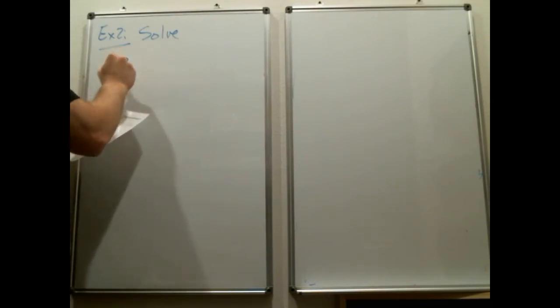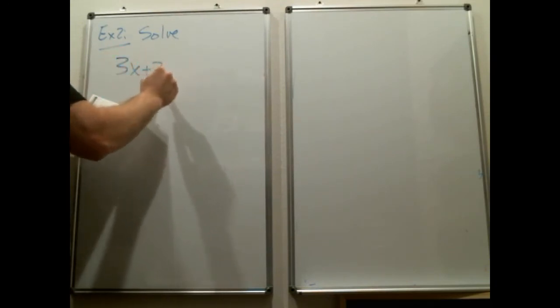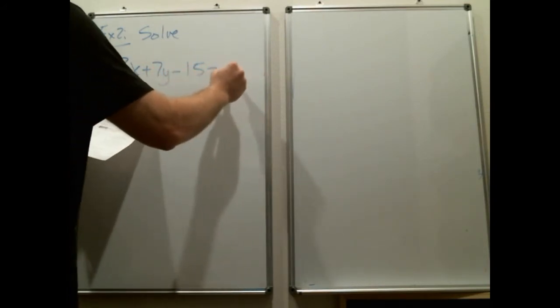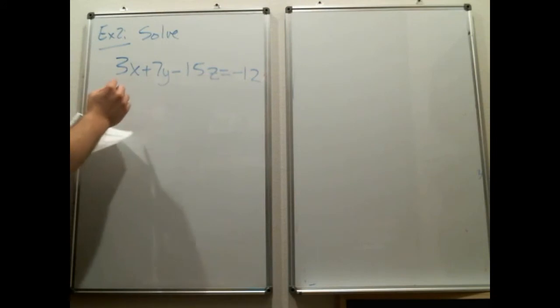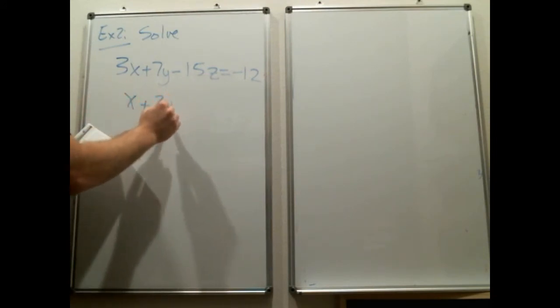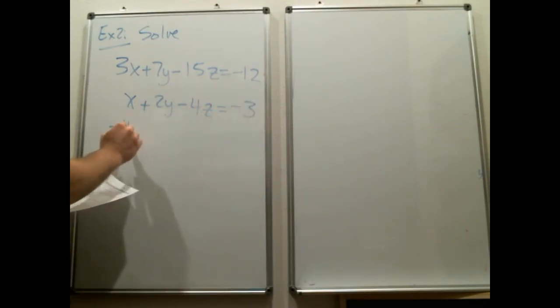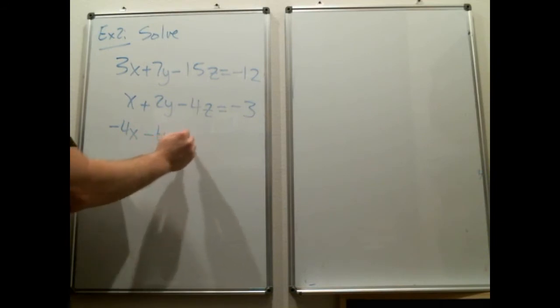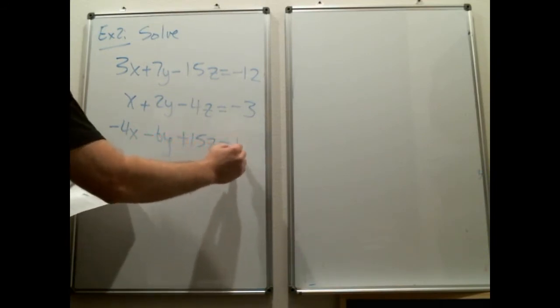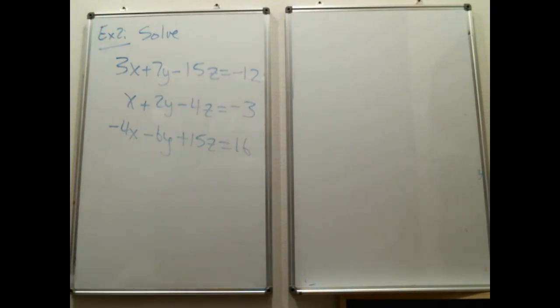All I'm going to write here is solve, and here it is. 3x plus 7y minus 15z is equal to negative 12. x plus 2y minus 4z is equal to negative 3. Negative 4x minus 6y plus 15z is equal to 16. I know this is a lot, but we're just going to take it a step at a time. I'm going to erase the board probably 5 times for the problem, but these will get easier.